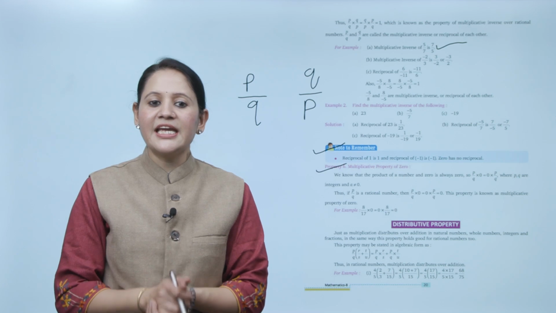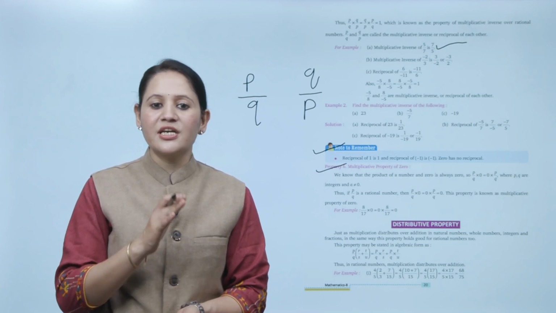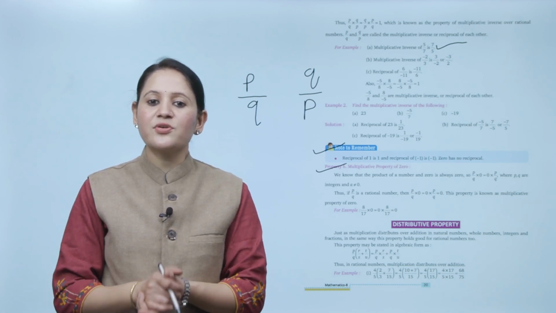So, for example, 8 upon 17 multiplied by 0 equals, what will it be, 0 into 8 upon 17, that is equal to 0. Next, distributive property.